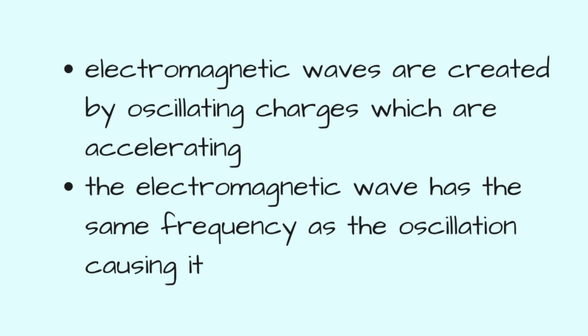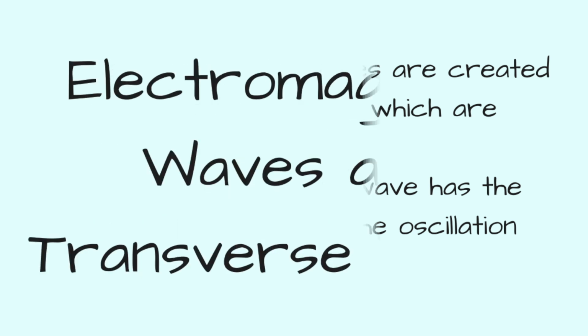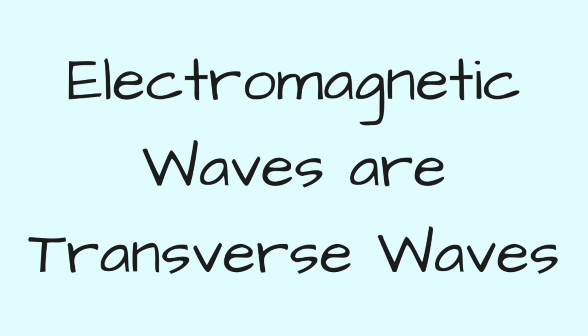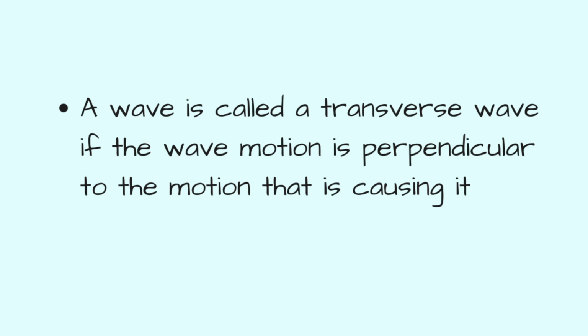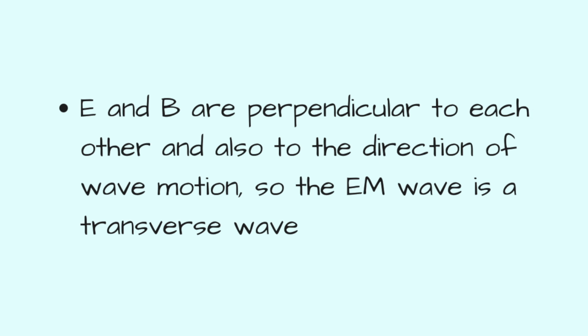Next, we want to look at what kind of wave an electromagnetic wave is. We will see that electromagnetic waves are transverse waves. A wave is called a transverse wave if the wave motion is perpendicular to the motion that is causing it. The electric field and magnetic field are perpendicular to each other and also to the direction of wave motion. So the electromagnetic wave is a transverse wave.